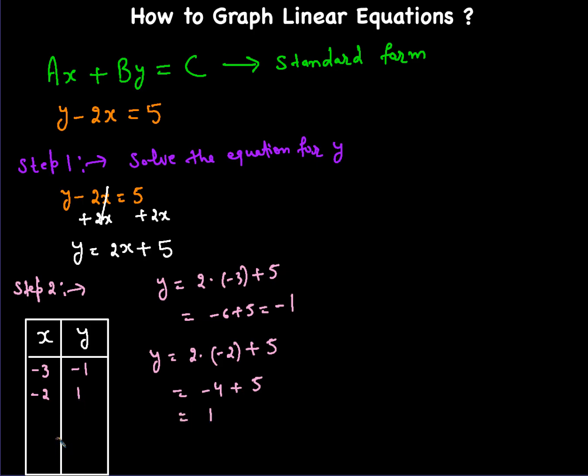Okay, so on, we're gonna plug in all the values of x. Let's say negative 1. For negative 1, y is equal to 2 times negative 1 plus 5, which gives me negative 2 plus 5.